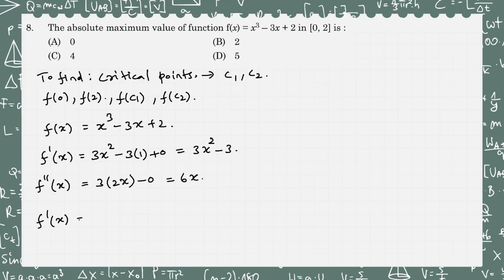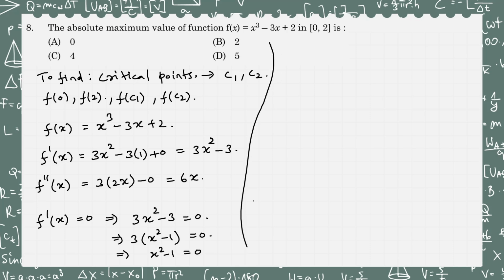First derivative equal to 0 implies, that's the process of finding the critical points, right? So, 3x square minus 3 equal to 0. That implies 3 times x square minus 1 equal to 0. That implies 3 is not 0. So, x square minus 1 is equal to 0. That means x plus 1 into x minus 1, that's the factorization for x square minus 1, that's equal to 0. This will give you x equal to negative 1 and positive 1. So, we got two critical values here.